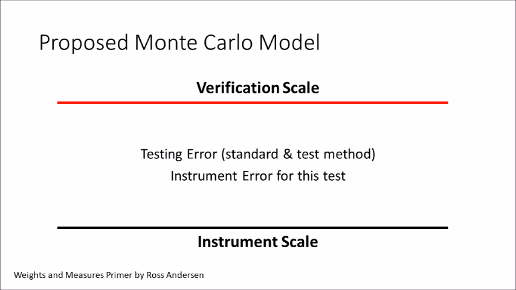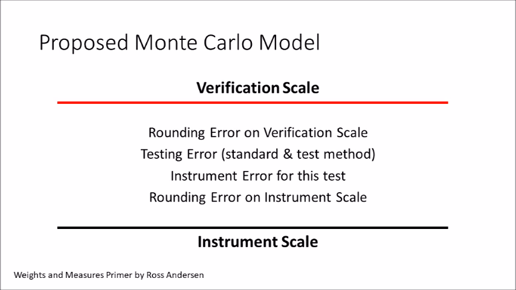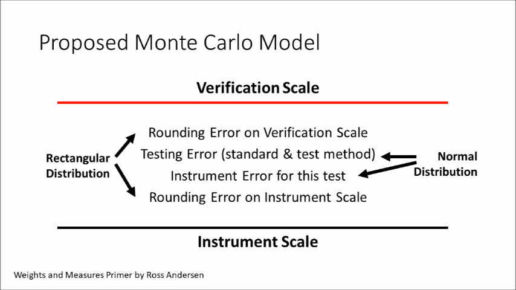Next, we have to measure that offset, and in doing so, we introduce error from both the standard and the test method. And then finally, we have two more things to consider. That is the error from rounding to the verification scale and the error of rounding to the instrument scale. We can simulate the rounding errors using rectangular distributions, and we can simulate the other errors using normal distributions.